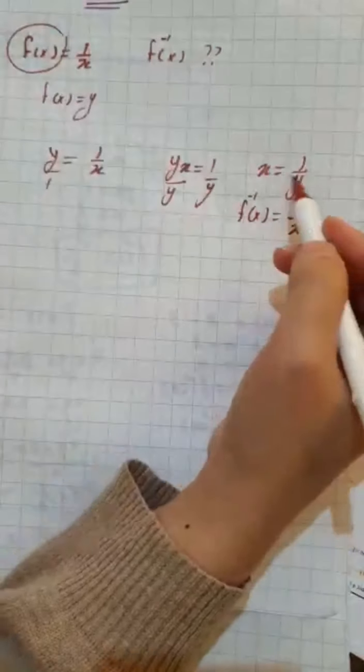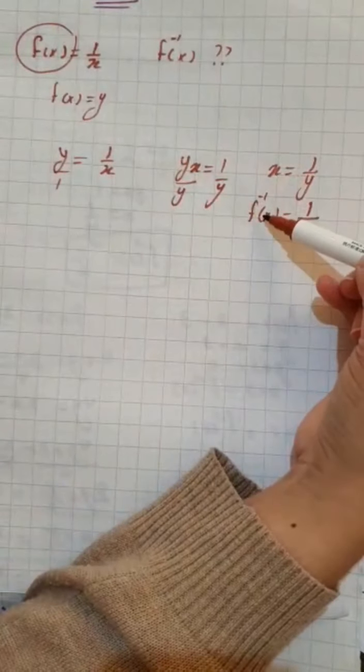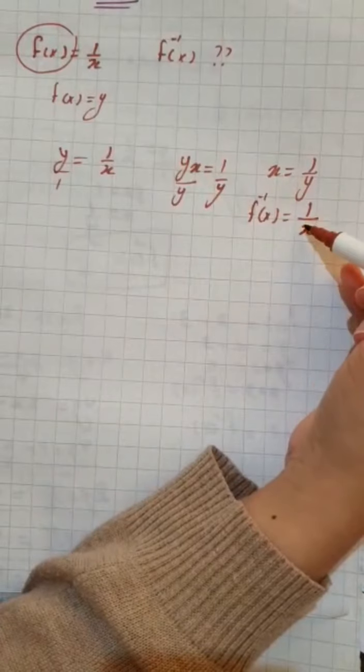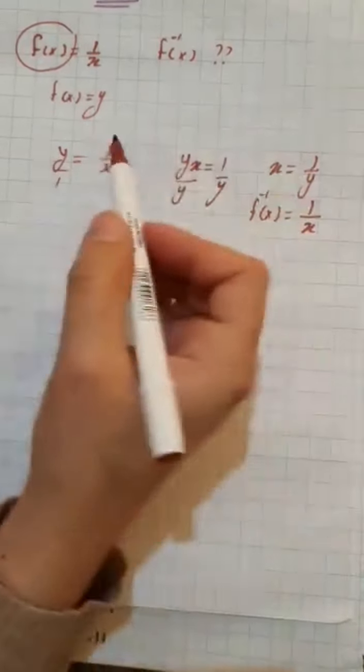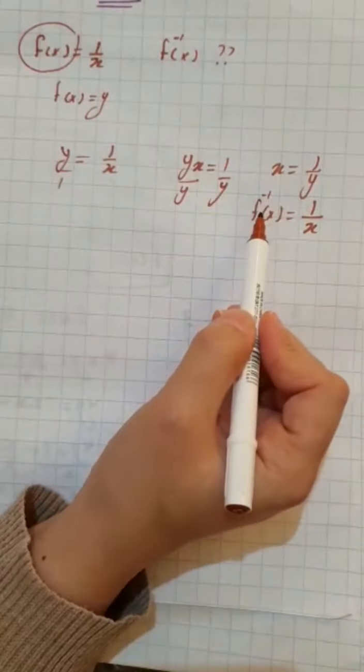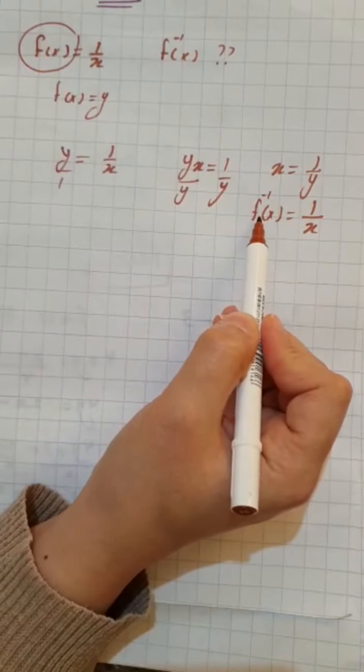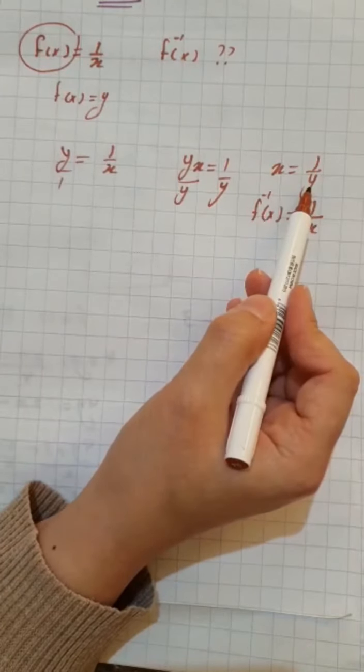So what I did here, I replaced x by f inverse of x and y by x. Anytime you get x alone on one side, this means it's equal to f inverse of x. And when you finish, the other part will be x.